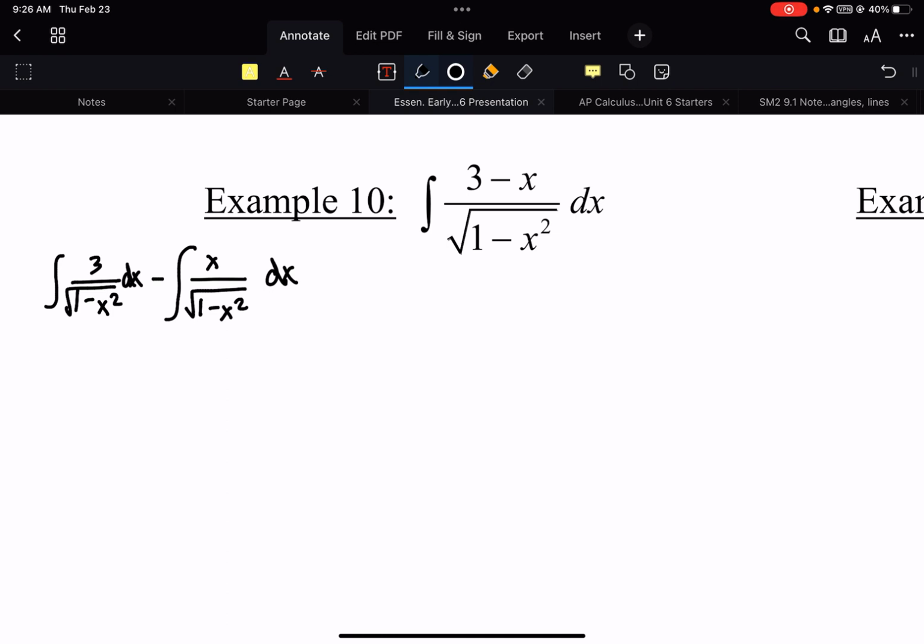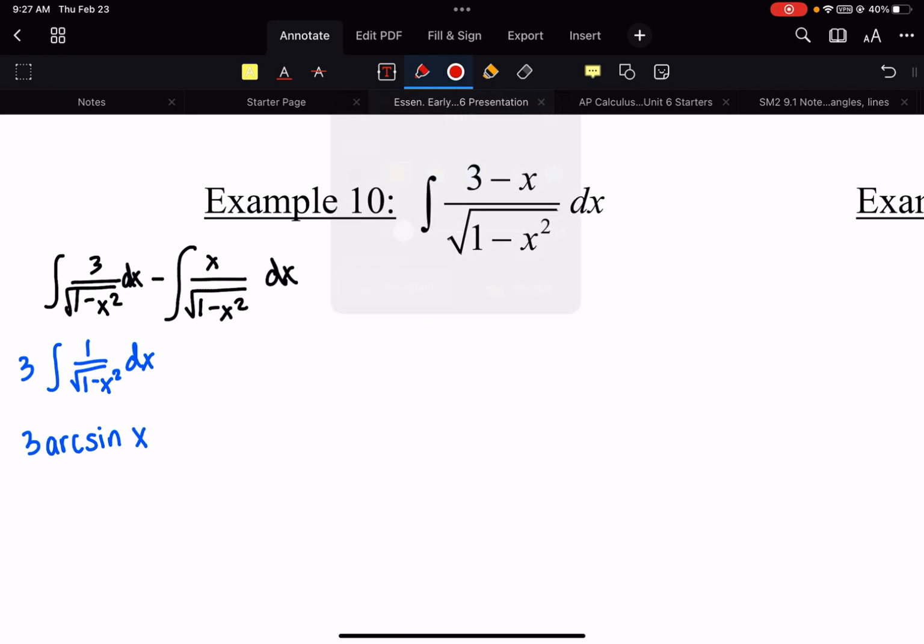And then I'm going to evaluate both of them separately. So I'm going to bring the 3 in. Actually, I'll do these in different colors again. I like that. This first one, I'm going to bring the 3 in front and end up with just 1 over the square root of 1 minus x squared dx. Now this integral, we hopefully can recognize that is the derivative of the arc sine. So this is just going to turn into 3 arc sine of x. And if you were to do the u's and the a's and the u primes, you would end up with 3 arc sine of x.